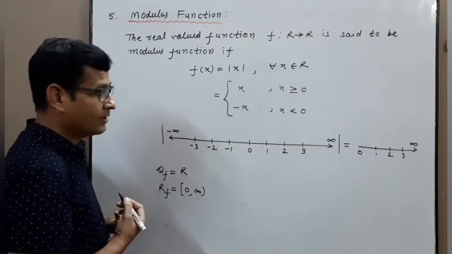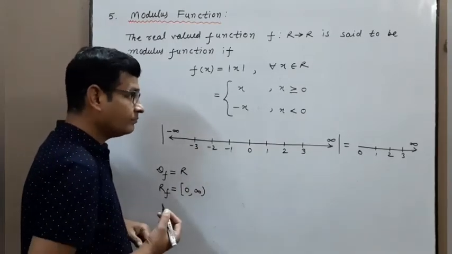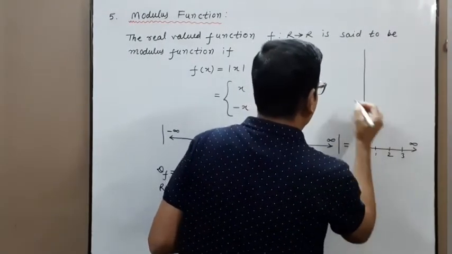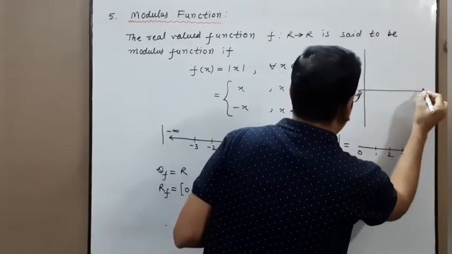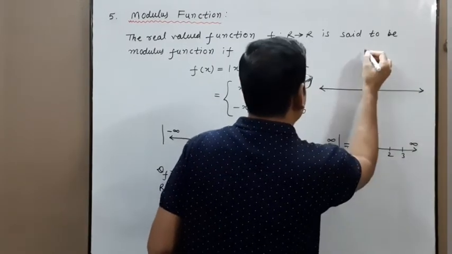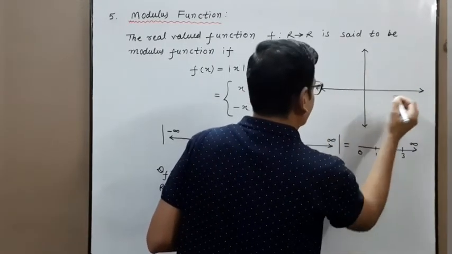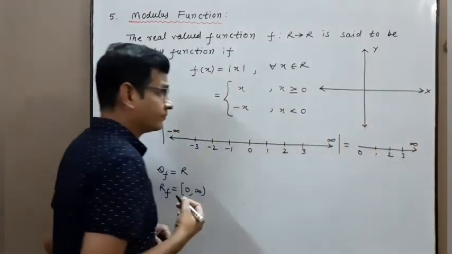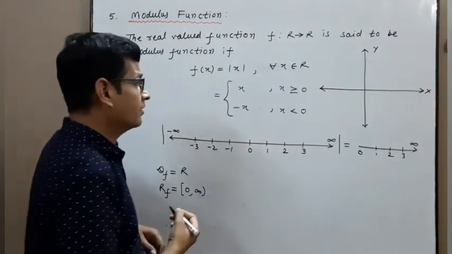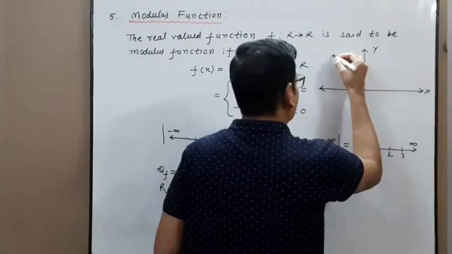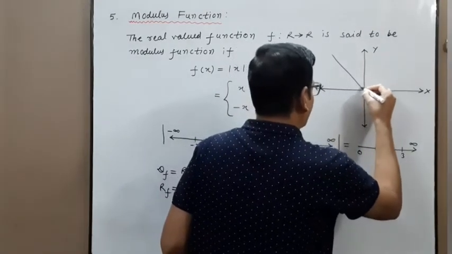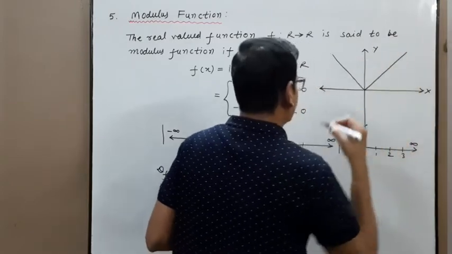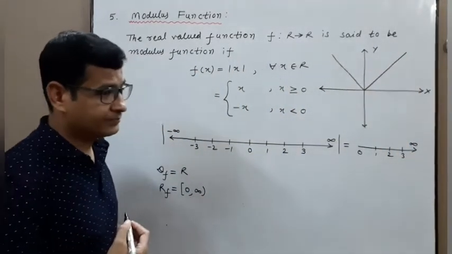Now the graph of the modulus function. Draw the y-axis and x-axis. This will look like a V shape, whose vertex is at the origin. So this is the graph of the modulus function.